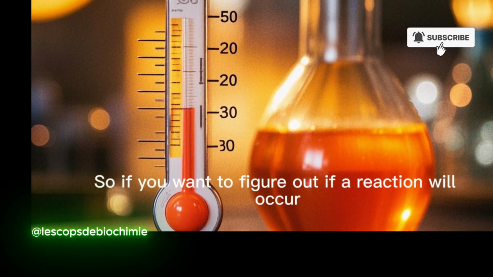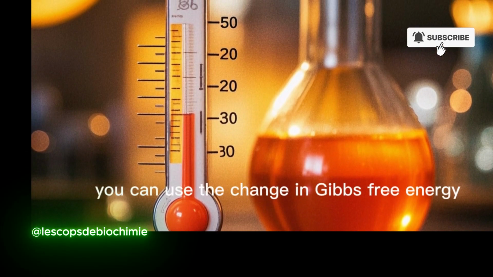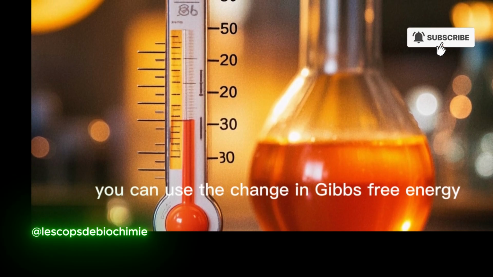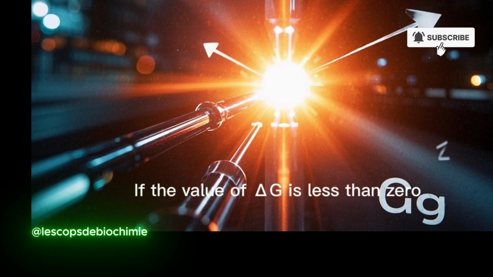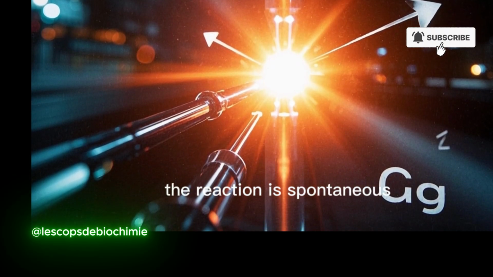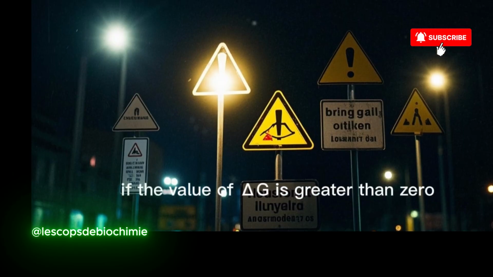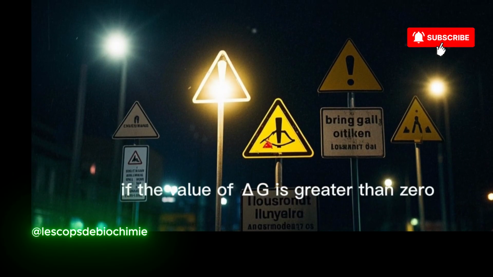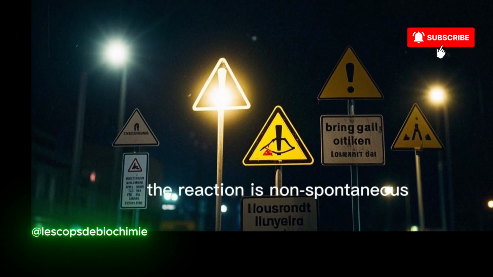So if you want to figure out if a reaction will occur, you can use the change in Gibbs free energy. If the value of delta G is less than 0, the reaction is spontaneous. However, if the value of delta G is greater than 0, the reaction is non-spontaneous.